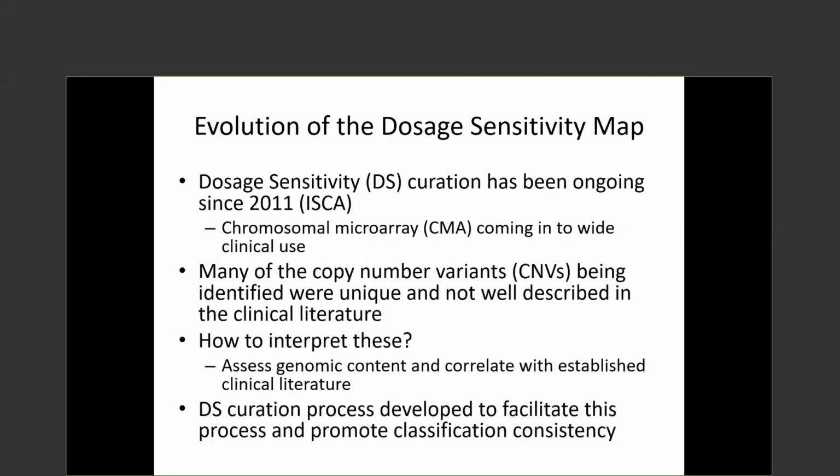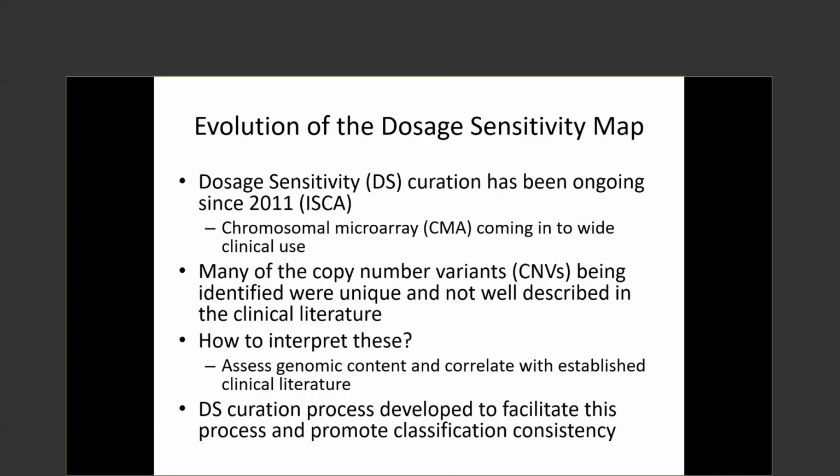So dosage sensitivity curation began in 2011, actually, as part of a project that many of our current ClinGen investigators were involved in, which was called the International Standards for Cytogenomic Arrays Consortium, or ISCA. And this was around the time that chromosomal microarray was first coming into wide clinical use. So labs were identifying novel copy number variants, or CNVs, on a regular basis. And, especially when this was new, it was kind of unclear how to assess these.